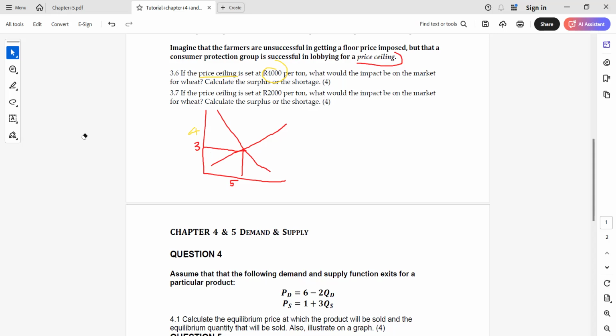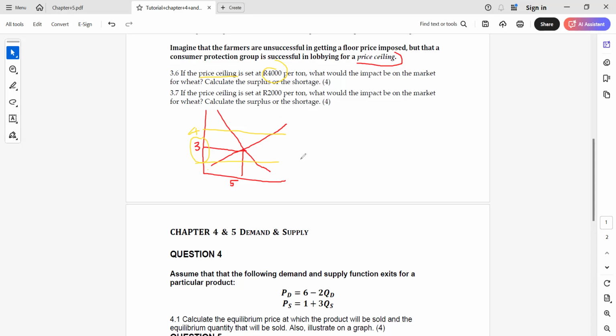What I'm saying is that if we put the price ceiling here, the business can charge any price, 1 rand, 2 rand, 3 rand, 4 rand, but they cannot charge above 4 rand. And already the business is charging here at 3 rand. So they can charge here or at 4 rand. There will not be an effect on this market if the price ceiling is set above the equilibrium price.